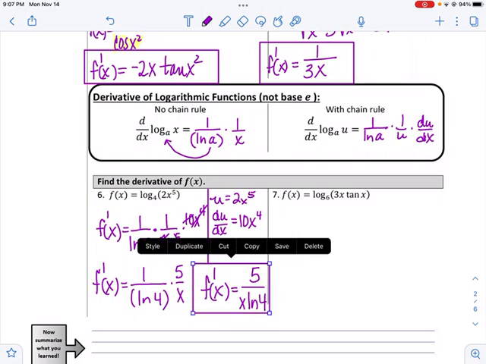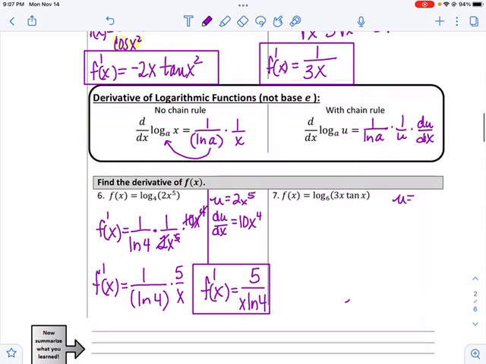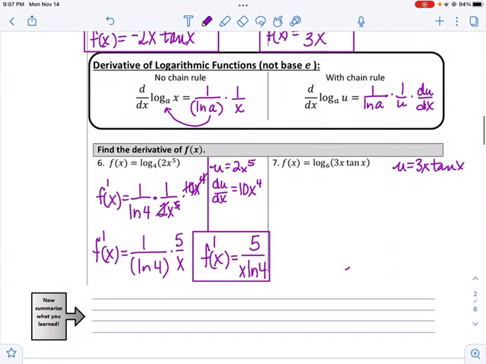Okay, for the last one, we have u is equal to 3x tan x. So that one we're going to have to use the product rule on. So we have du dx is then equal to, it's going to turn out to be 3 tangent x plus 3x secant squared x. Okay, so there's a derivative here. So we get f prime of x then is equal to 1 over 3x tan x. So there's your 1 over u.